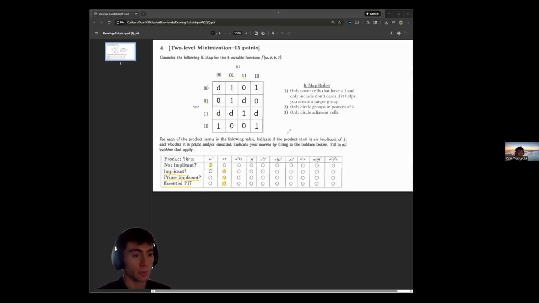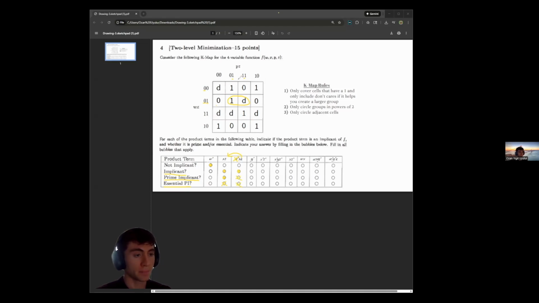Moving on, we have W prime X Z. So W prime, look at the zeros, X, this row, and then Z, which would be this group right here. And we can notice that what we talked about earlier, the removal of this literal results in the same product term. So even though it's an implicant, it's not a prime implicant because this group can be made larger.